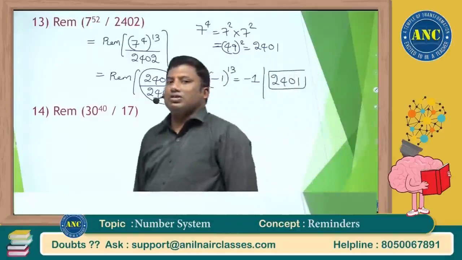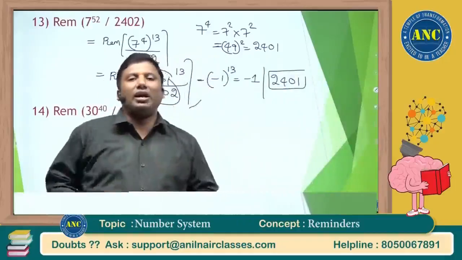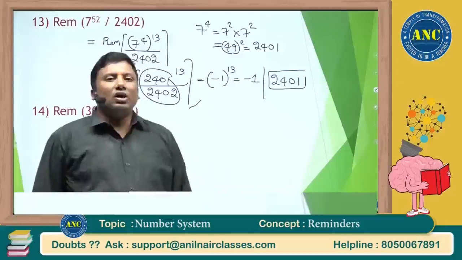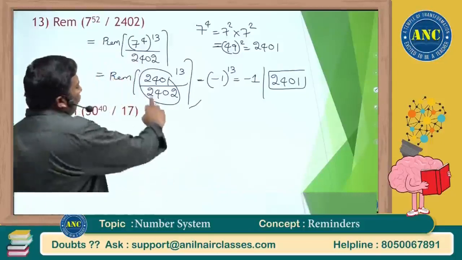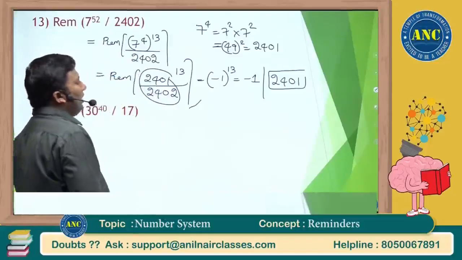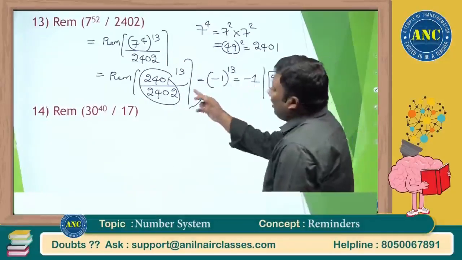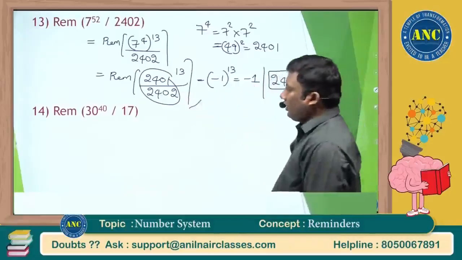7 power 4 is 7 square into 7 square. 7 square is 49. 49 square is 2401. So 2402 ones are 2402. Negative remainder is minus 1. Minus 1 power odd is minus 1. If you got a negative remainder, add it with the denominator.